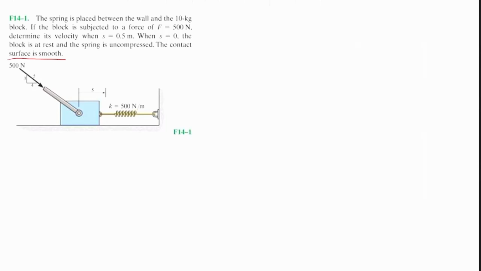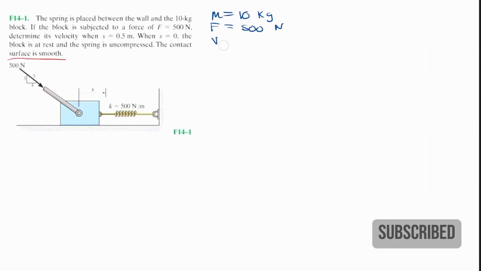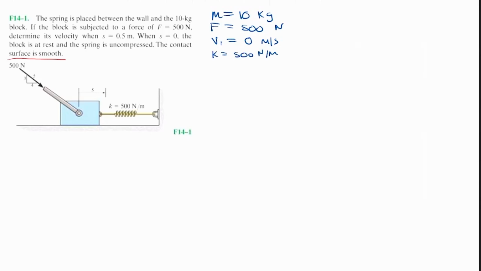So let's write down the givens. The mass is 10 kilograms. We have a force given here as 500 newtons. We have the initial velocity, or I can write V1, equals 0 meters per second. We have the stiffness of the spring as 500 newtons per meter. And the compression here is 0.5 meters, or we can say S2, because we start from 0, I can do delta S. So it is compressed half a meter. All right, and we are looking for what is the velocity when it's compressed that amount.